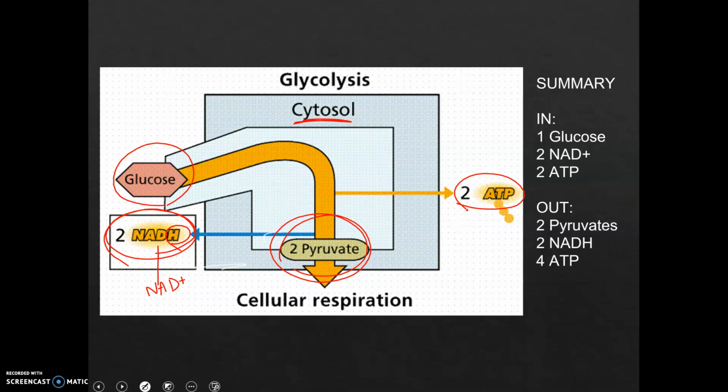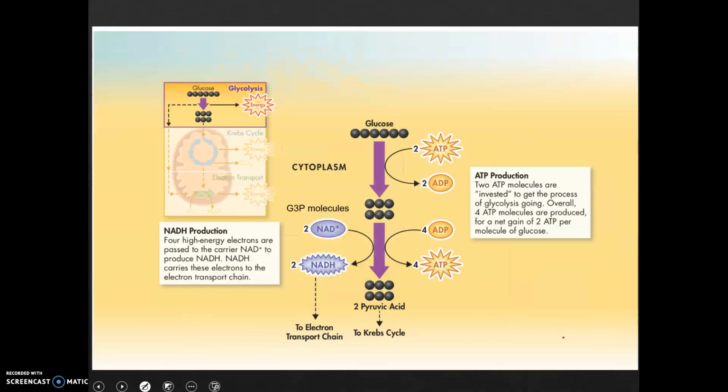And here's sort of the summary. So 1 glucose goes in, 2 NAD+, this is this coenzyme without the hydrogen, and 2 ATP are necessary to get it started. It makes 2 pyruvates. It makes 2 NADHs. These H's are coming from the glucose. And it makes 4 ATP, but remember, your net gain is only 2 ATP because it cost you 2 to get the process started.